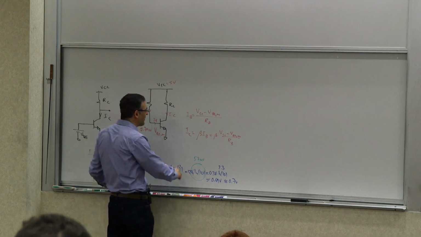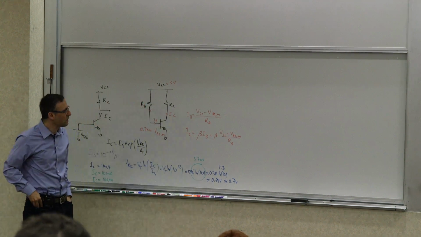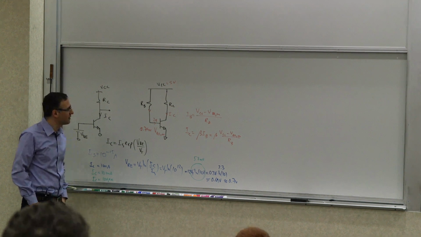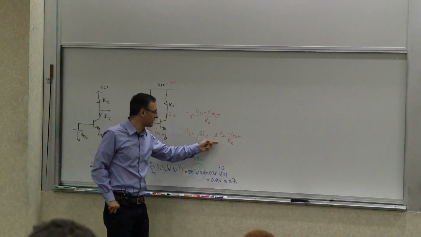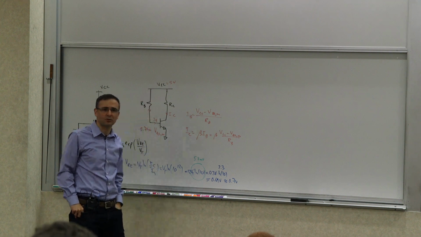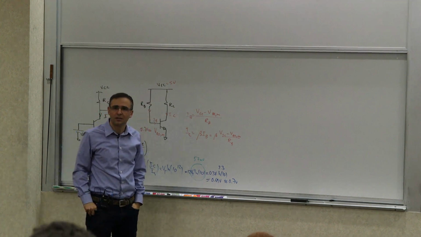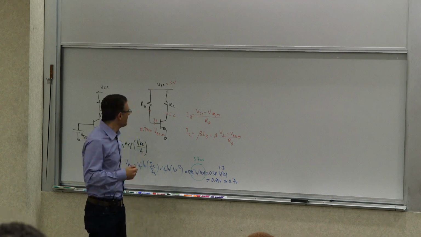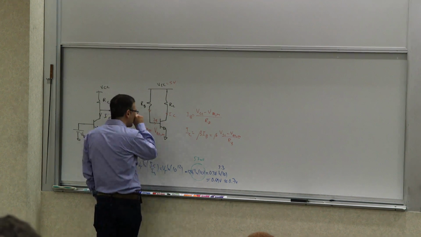So how can we improve this? Starting from this, going to the next step. How can we improve this biasing if we wanted to avoid this strong dependence on beta? That's the problem we're trying to solve. Say again? Second base resistor. Would that help with the beta? No?